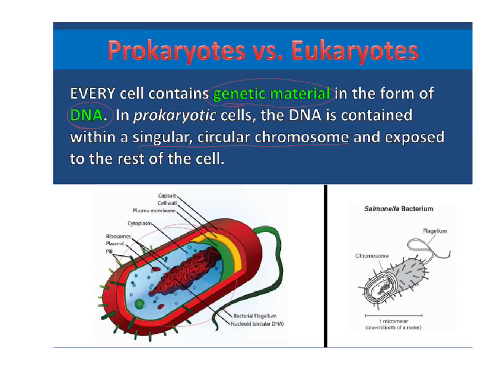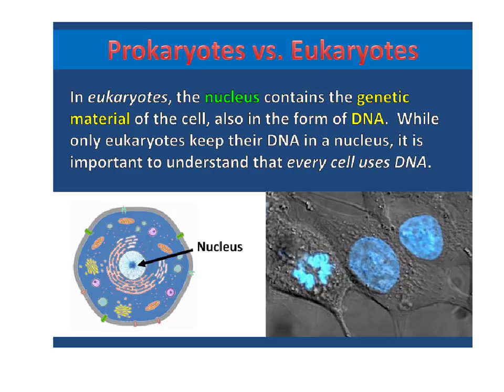Now, if you remember from this picture down here, although it looks like a bunch of spaghetti, if you took that DNA out of there and spread it out, it would be a single circular chromosome, kind of like a rubber band that's all jammed up in there together. In eukaryotes, the nucleus contains the genetic material, which is also in the form of DNA. While only eukaryotes keep their DNA in a nucleus, it's important to remember that every cell uses DNA. Every cell has genetic material, both prokaryotic cells and eukaryotic cells. So again, this is all review.